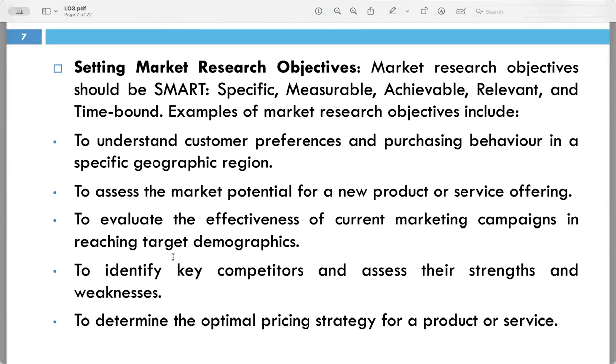Time bound: objectives should have a defined time frame for completion. For example, to determine the optimal pricing strategy for a product or service within the next 6 months provides a clear deadline, which helps in planning and prioritizing research activities. By setting SMART objectives, organizations can ensure that their market research efforts are focused, systematic, and capable of delivering meaningful results.